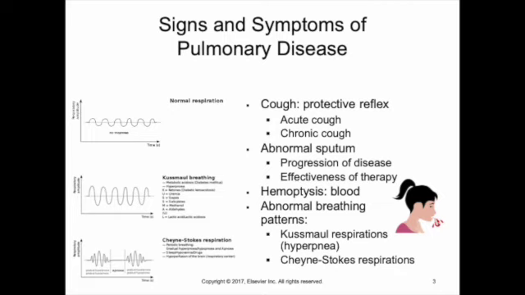Additionally, let's talk about abnormal sputum. If there's any change in the amount, the color, the consistency, or the smell or odor of the sputum, this may be an abnormal progression of disease. It can also tell us the effectiveness of therapy. If the sputum is thinning out, the color is resolving, there's less sputum, this also tells us that maybe the overall condition is getting better.